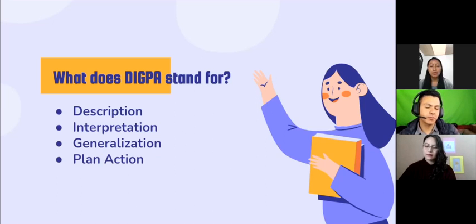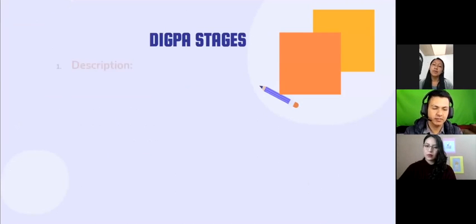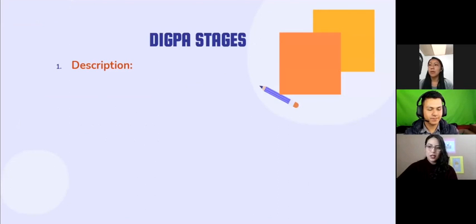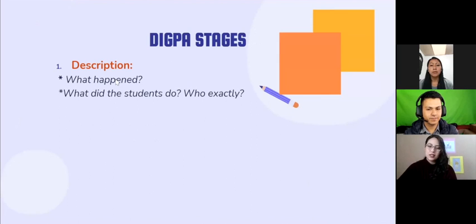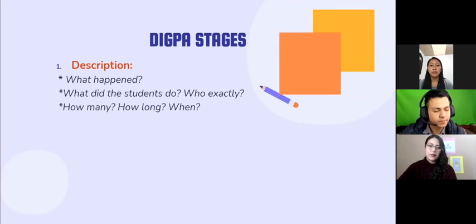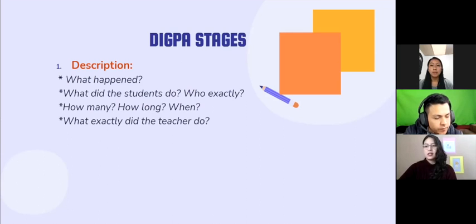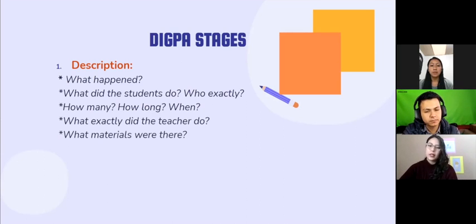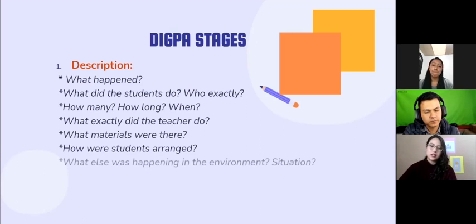What are some questions that we can have, for example, in the description stage? When we're writing the description, we need to write based on these questions: what happened, what did the students do, who exactly did or didn't, how many, how long, and when, what exactly did the teacher do or not do, what materials were there, how were students arranged, and what else was happening in the environment or the situation. So remember, in the description we have to write a detailed report of what happened during the activity.